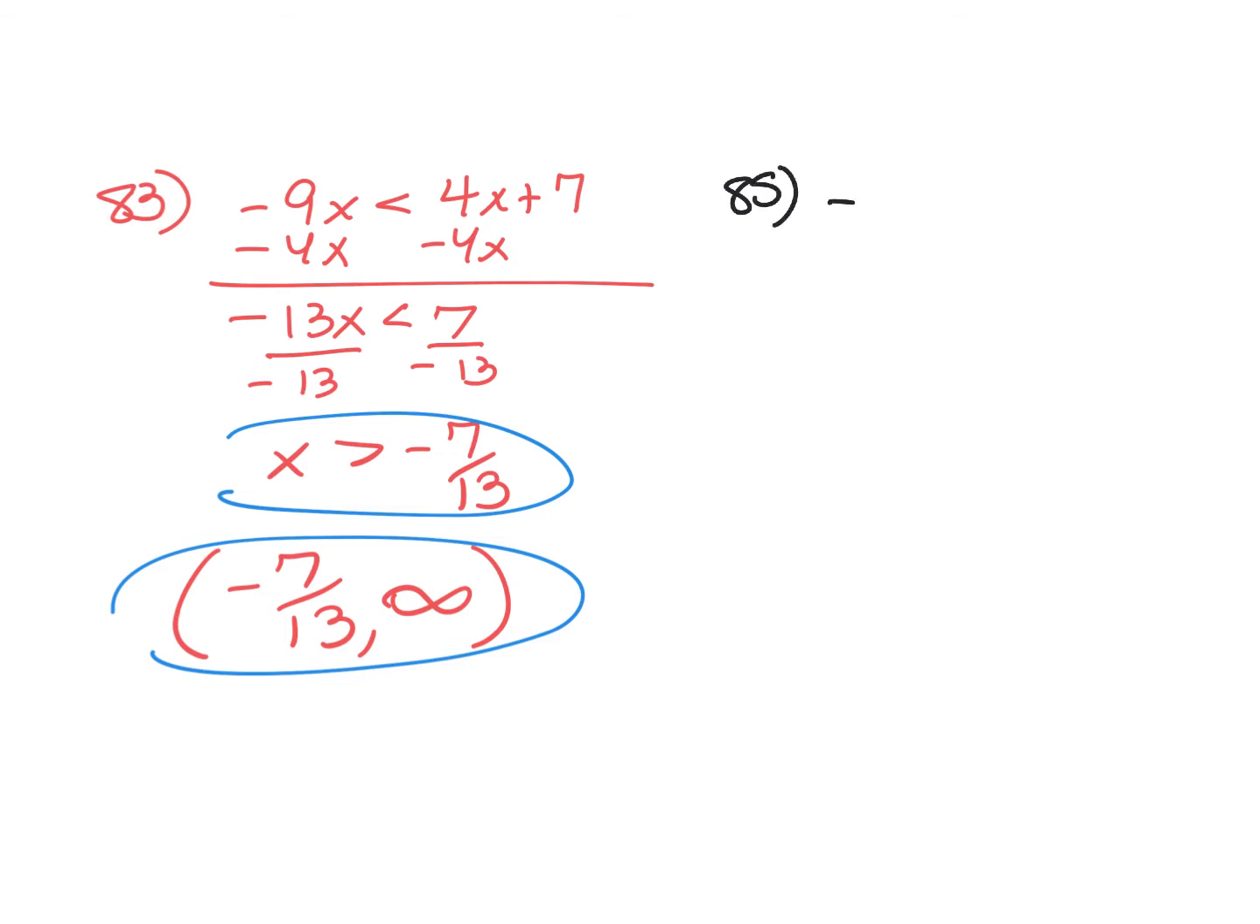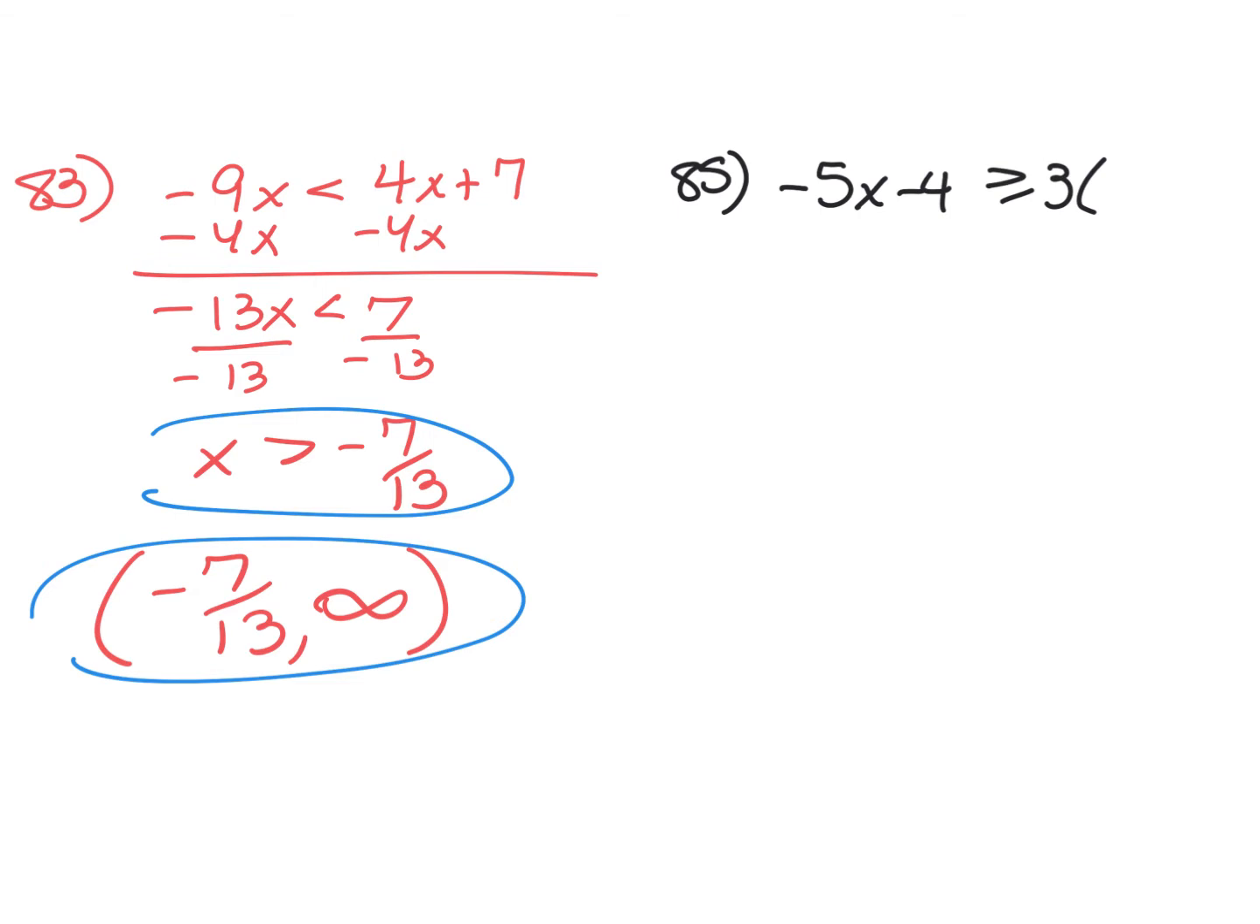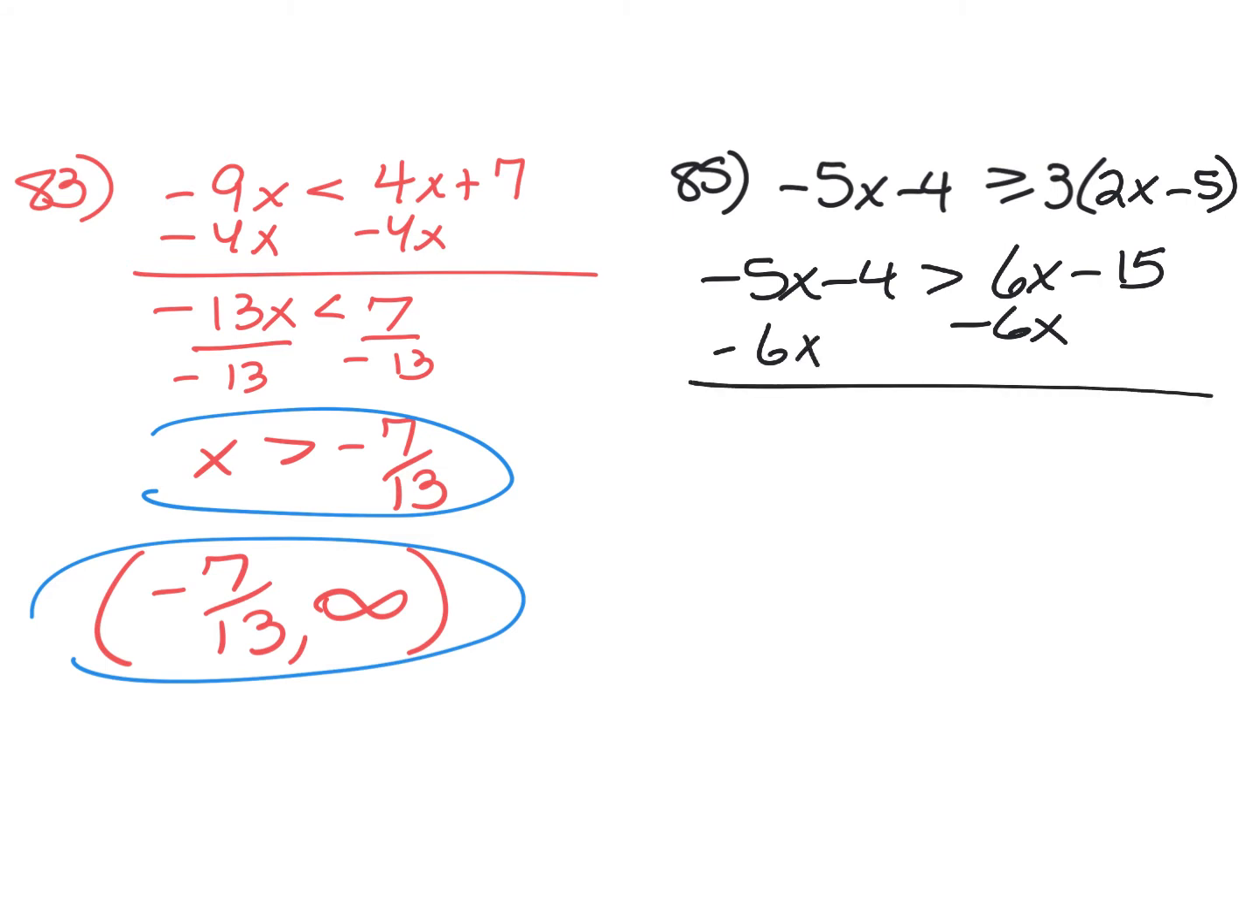This one is negative 5x minus 4 greater than or equal to 3 times 2x minus 5. So this symbol is going to have a bracket instead of a parentheses when I finally write the answer. Remember, though, infinities always get parentheses. So the first thing I'm going to do is distribute, rewrite this side, move my like terms together. I get negative 11x minus 4 greater than negative 15.